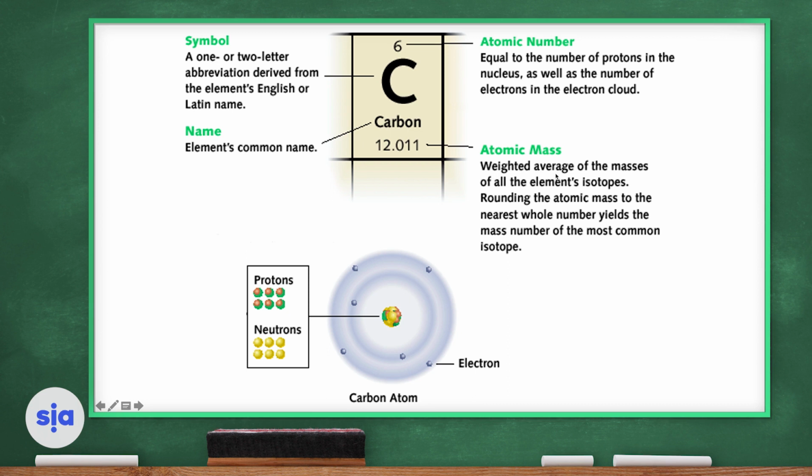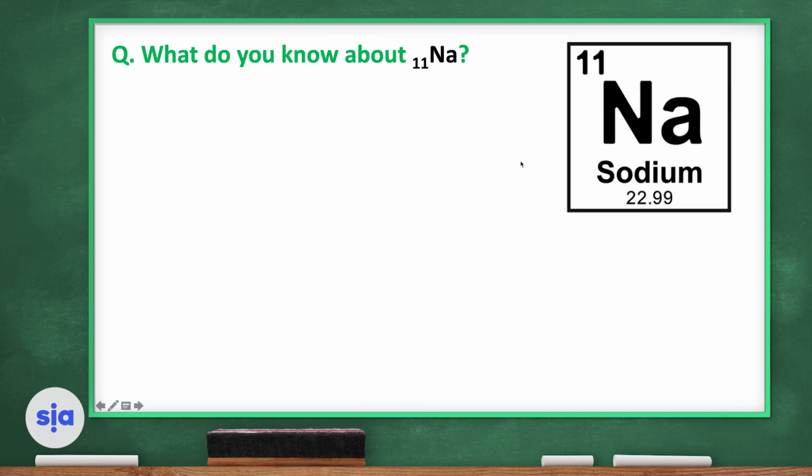Atomic mass is the average weight of the masses of all the elements' isotopes. So it's a weight, the average weight. And the number under the element represents the atomic mass.